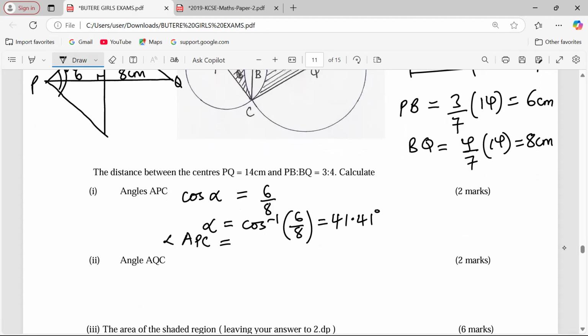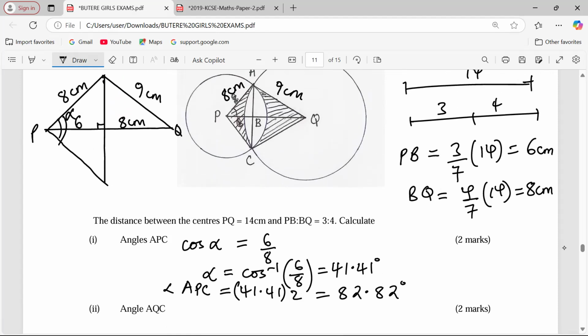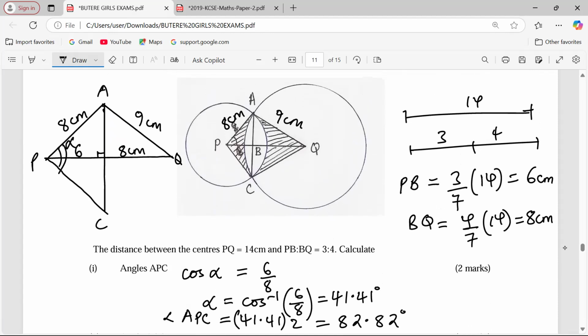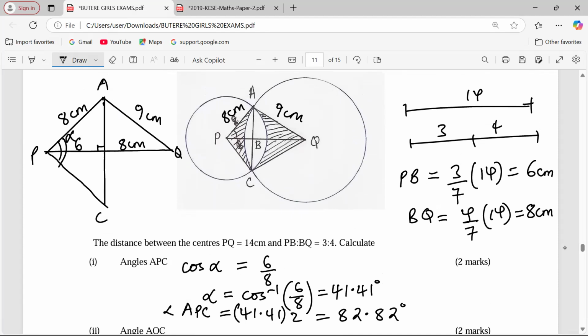If that is the angle, then we can get the angle APC, which is the whole angle: 41.41 multiplied by 2. When we multiply this by 2, we shall get 82.82 degrees. So we need to multiply to get the whole angle APC. So we got alpha first.